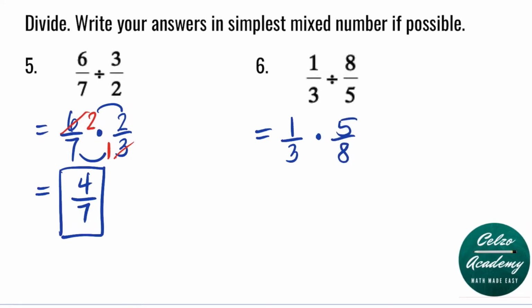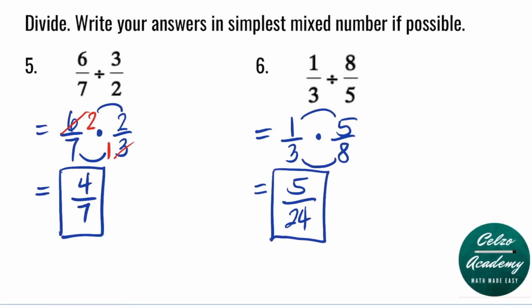In this problem, we can't reduce fractions, so we go ahead and multiply the numerators. 1 times 5 is equal to 5, and multiply denominators 3 and 8, we have 24. So the answer is 5 over 24.